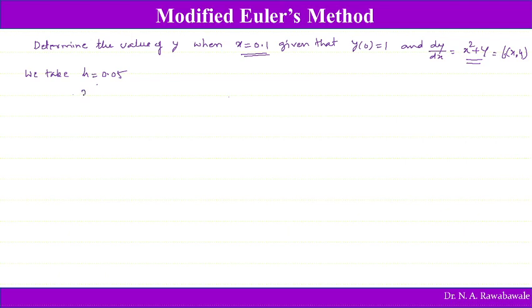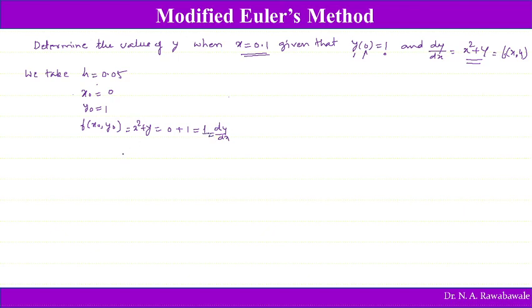Now what is given is x naught is equal to 0. At that time y naught is equal to 1, which is given in the problem. Then we have to take f of x naught comma y naught. If x naught is equal to 0 and y naught is equal to 1, we substitute in this equation, that is x square plus y, so x naught is 0 plus y naught is 1. So this is going to be 1. That is dy by dx is 1.